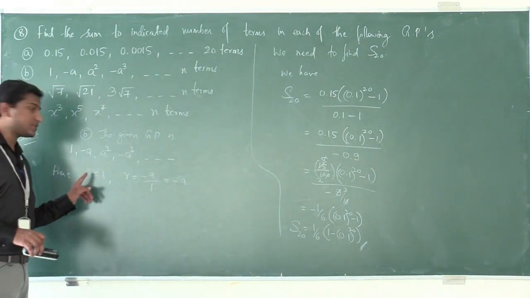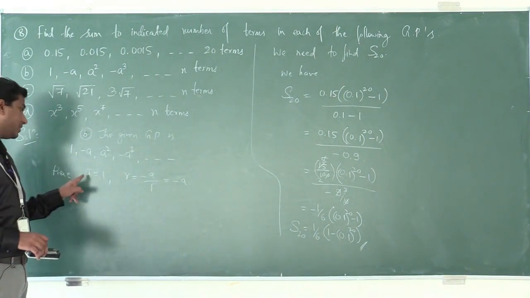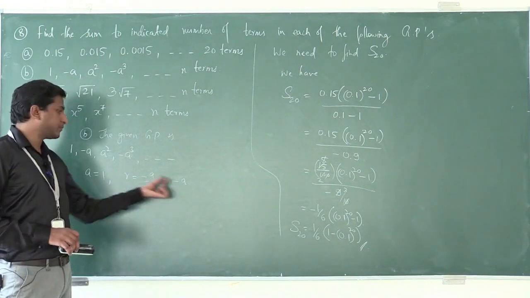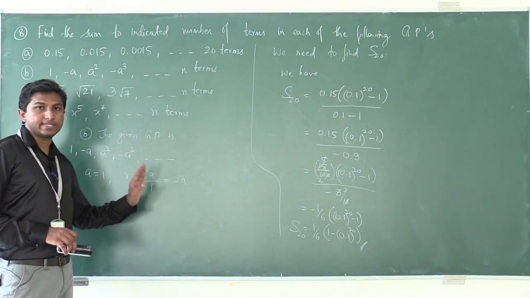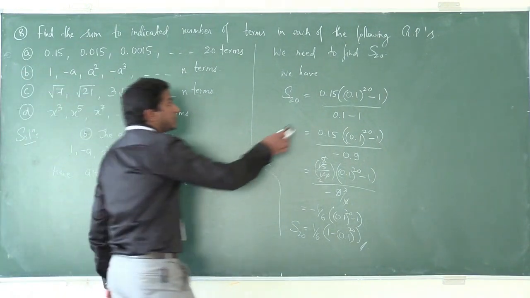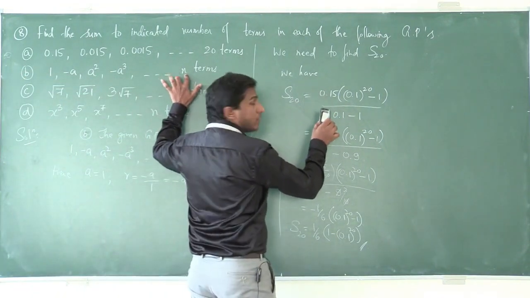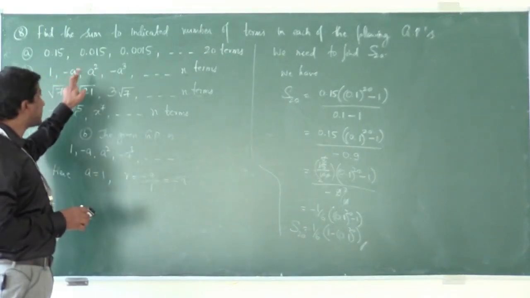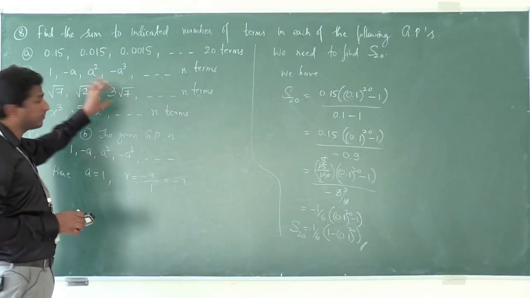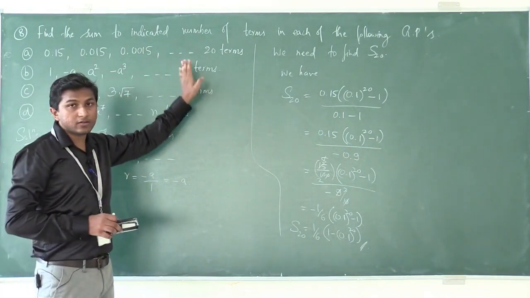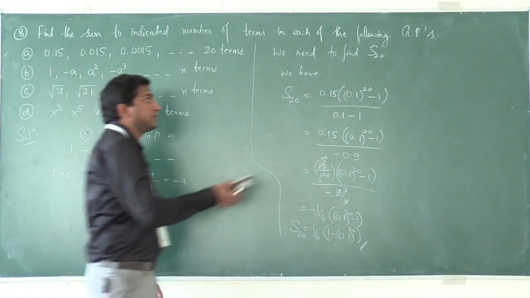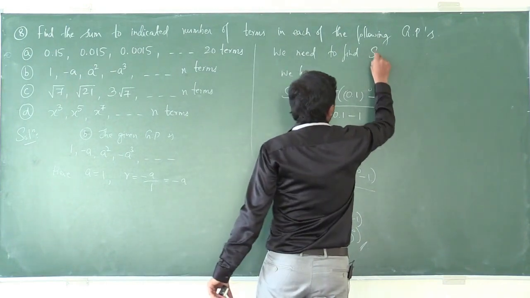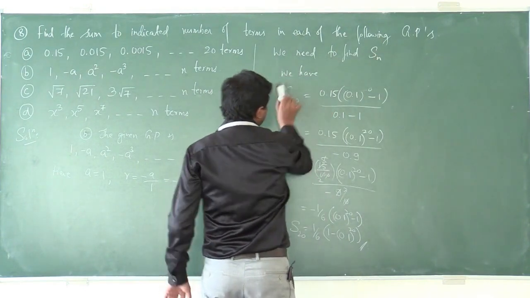Okay, so the first term of this GP is 1 and the common ratio, small r, is nothing but minus a. Now we need to find what? Sum to n terms of this GP 1, minus a, a square, and so on. So in other words, we need to find Sn of this GP.